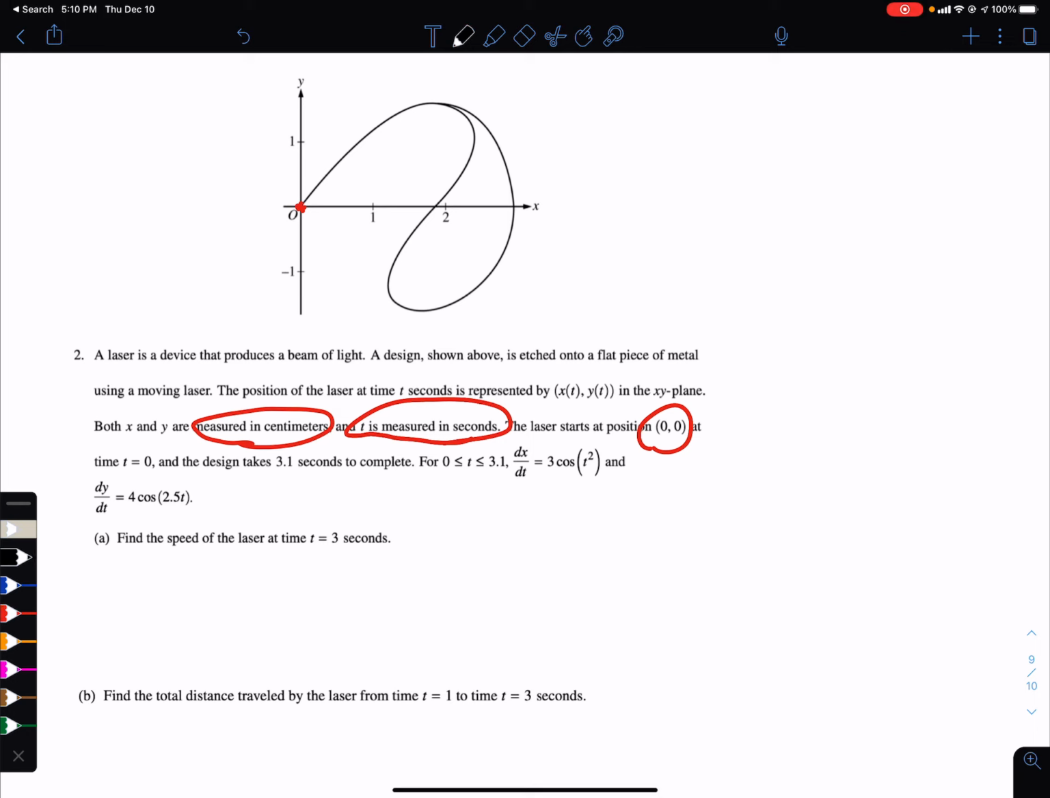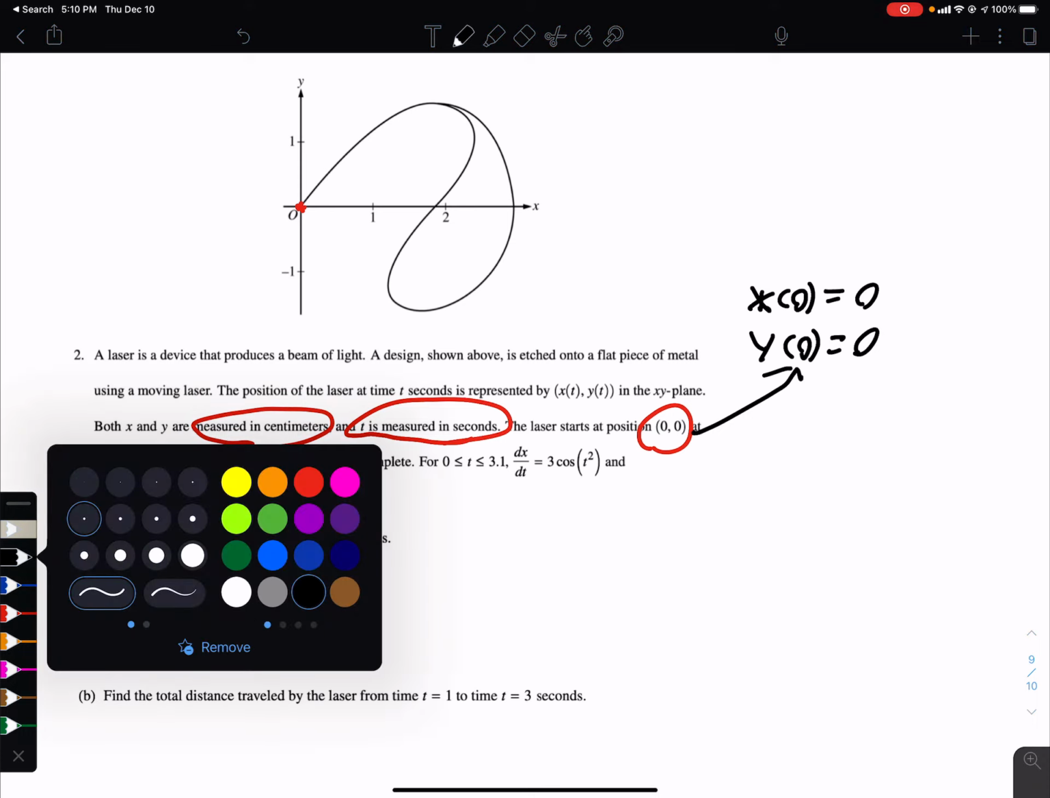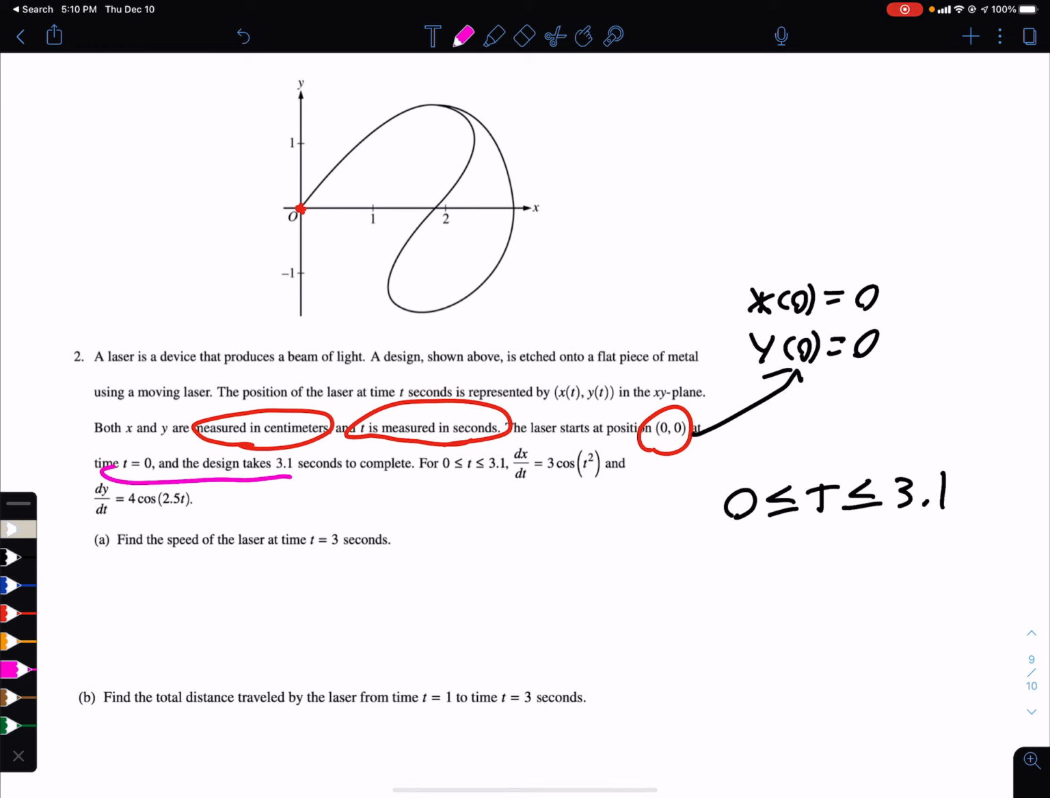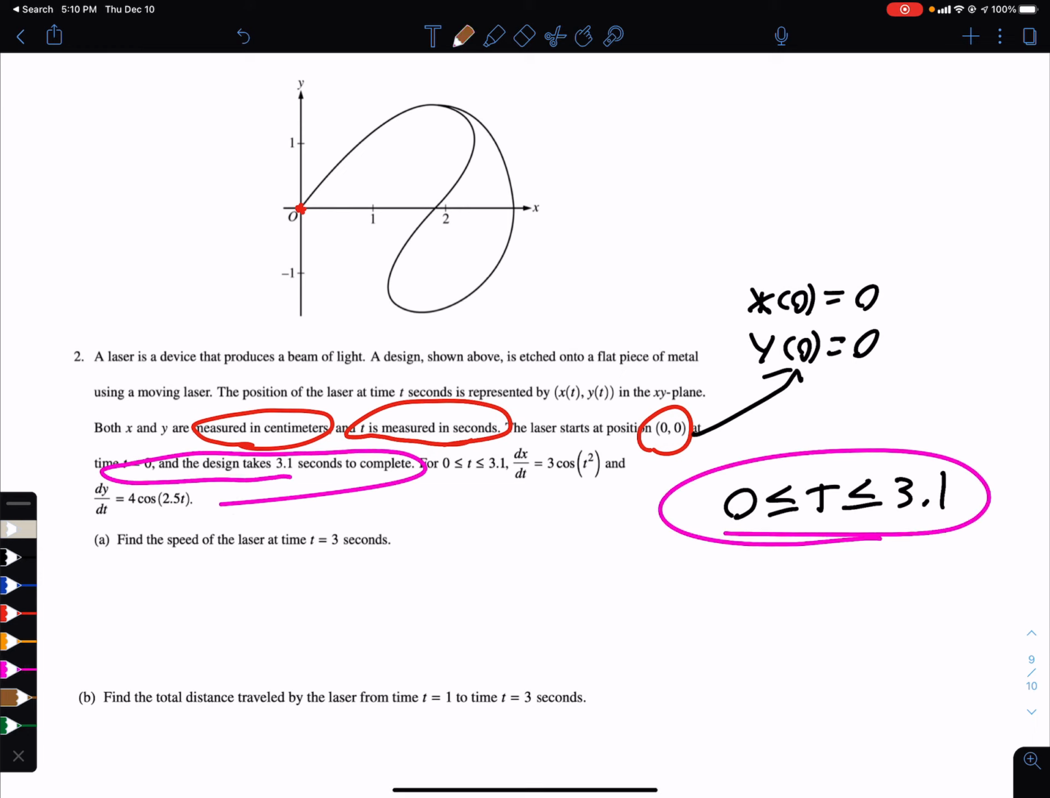So in other words, x sub 0 is 0 and y sub 0 is 0. That's what this is telling me. And the design takes 3.1 seconds to complete. So t is going to range from 0 to 3.1 seconds. That's what I'm told here. That's that. And I guess I can color code this. That is that.